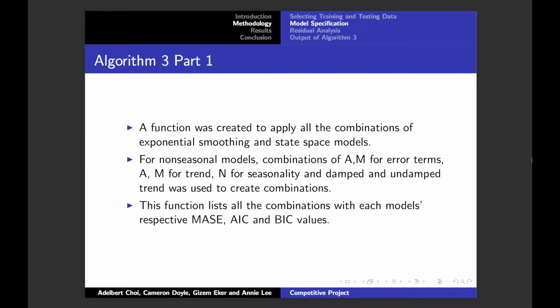We then created a function to apply all combinations of exponential smoothing and state space models. In the case of non-seasonal models, we specified the function to apply combinations for additive and multiplicative factors for both error and trend, damped and undamped options for trend, and set seasonality to neutral. The function returned a list of all possible combinations for each model and its respective MAE, AIC, and BIC values.